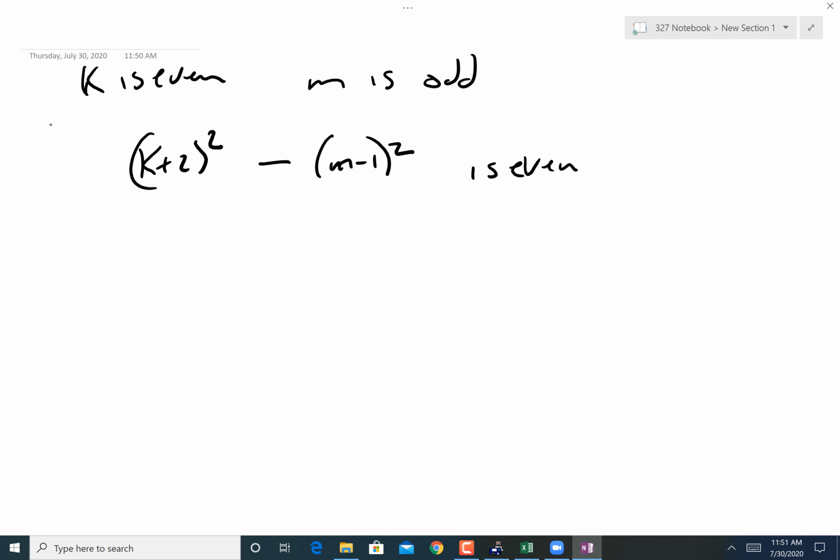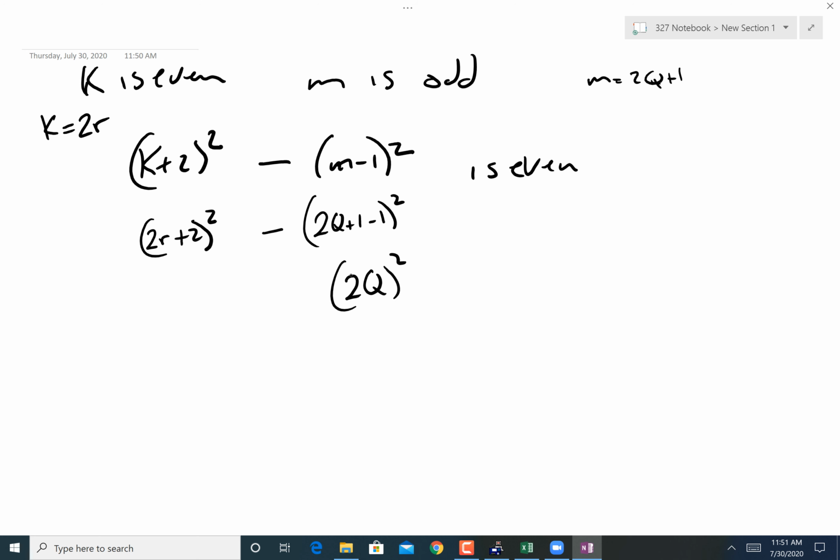What is K? K is even. So, K can be written as 2R, I guess. I'm going to write 2R, because that means it's even, plus 2 squared. And then minus. The M is odd, so let's just say M is equal to 2Q plus 1. So 2Q plus 1 minus 1 squared. Well, that's hot. So this is going to be 2Q squared.